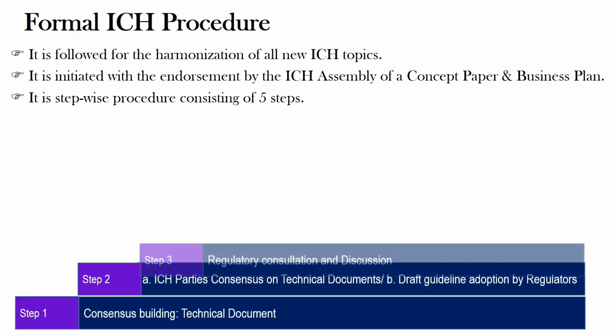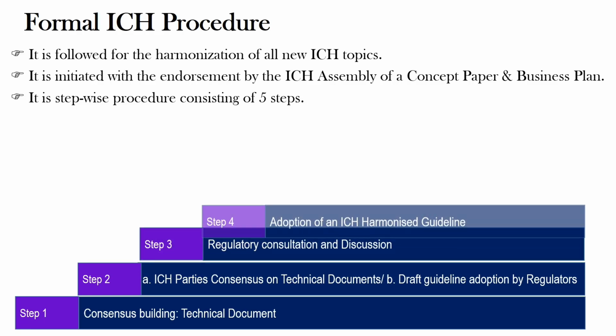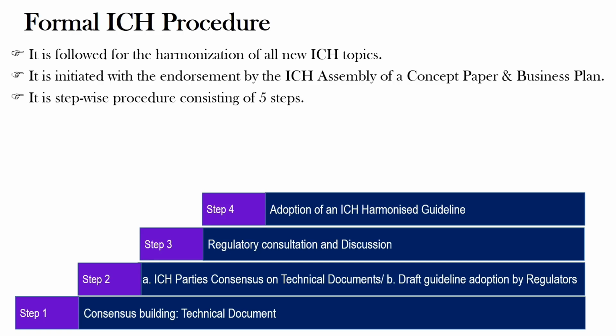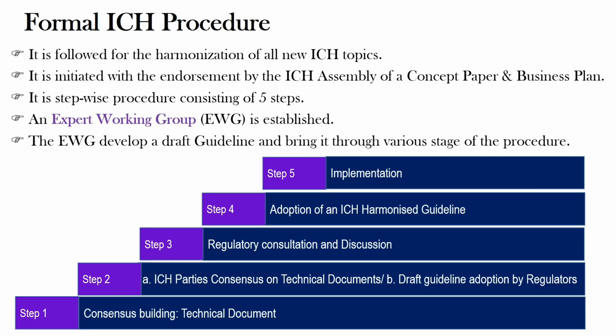The step 3 is a regulatory consultation and discussion, whereas the step 4 is adoption of ICH harmonized guideline, and step 5 is implementation. Here the point to be noted is that for a formal ICH procedure, an expert working group, that is EWG, is established. The expert working group develops the draft guideline and bring it to the various stages of procedure.